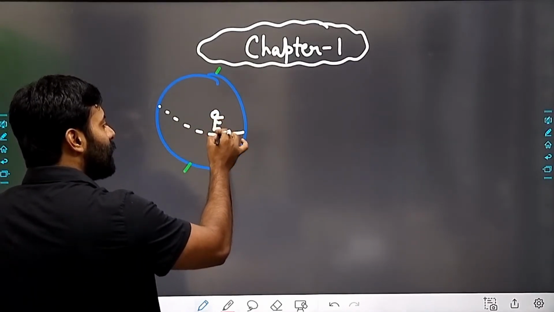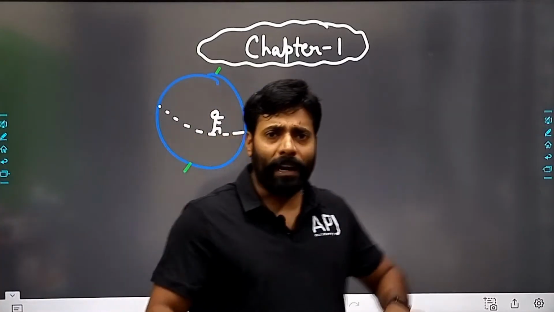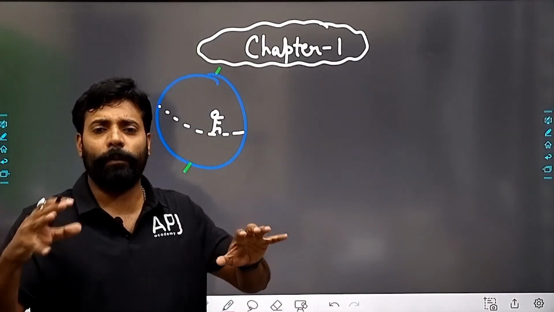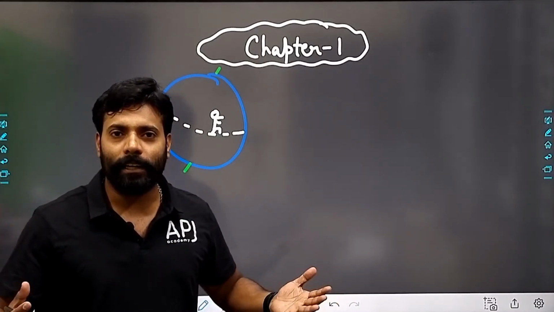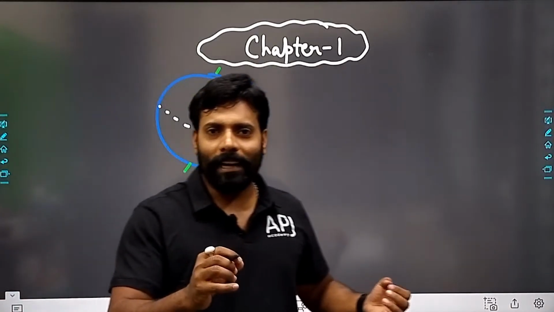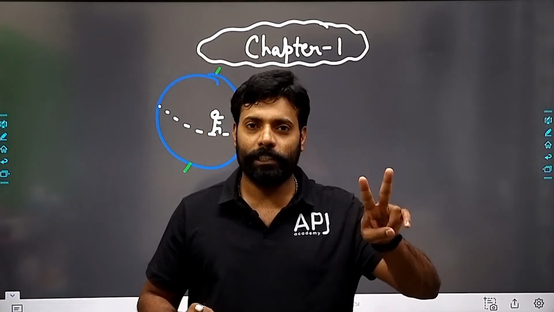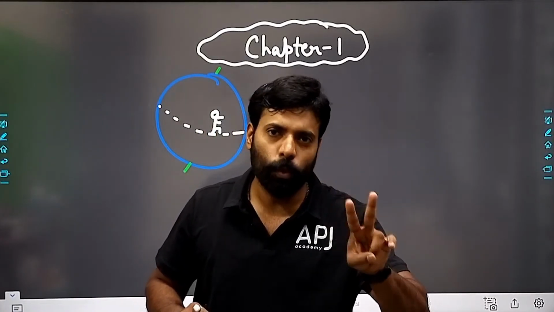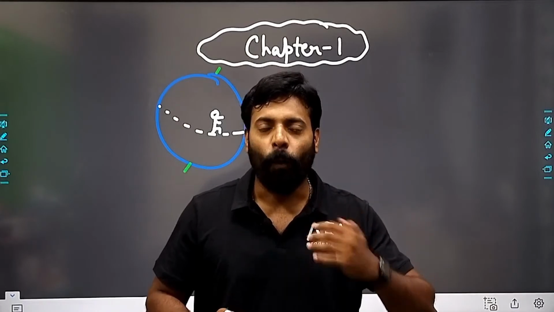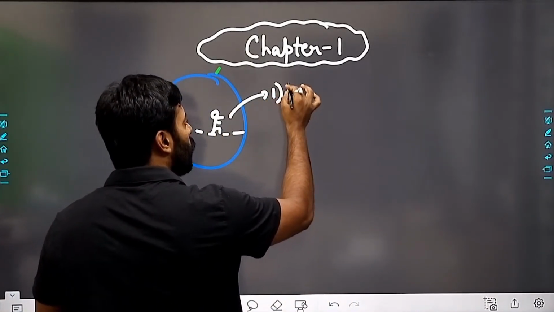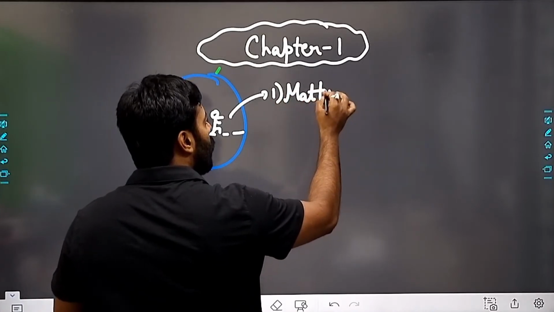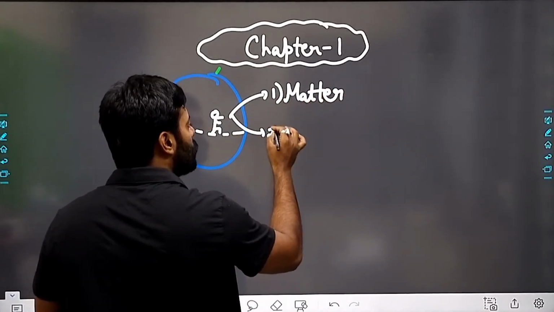Imagine that there is a scientist. What does a scientist usually see in this universe? If you generalize, a scientist can only see two things in this universe. What are these two things? These two things are first of all matter, and the other thing is energy.